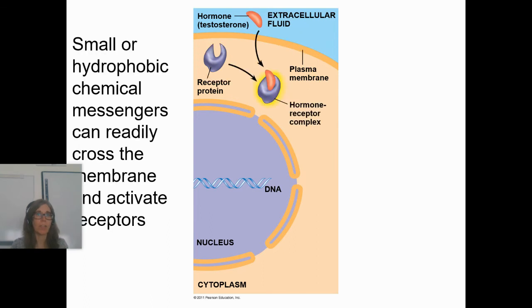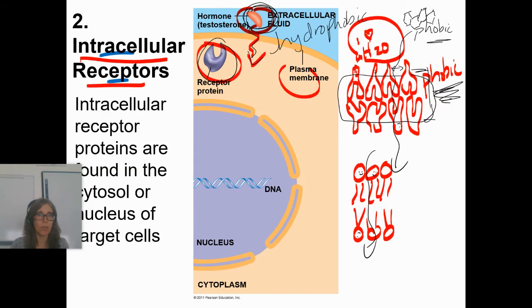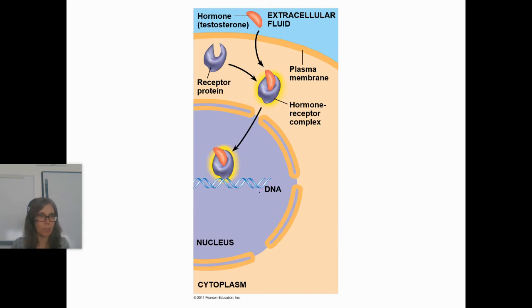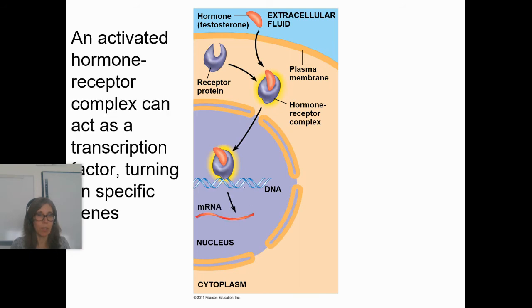Any hydrophilic ligands would have to go to a surface protein. The receptor would have to be on the surface. But if it's a hydrophobic ligand, the receptor can be inside the cell, even inside the nucleus. And so here the two are together. It's the hormone receptor complex or the ligand receptor complex. If it's testosterone, it's going to go right into the nucleus and it acts as a transcription factor. It goes to a particular gene, recognizes it, and tells the DNA to make RNA.